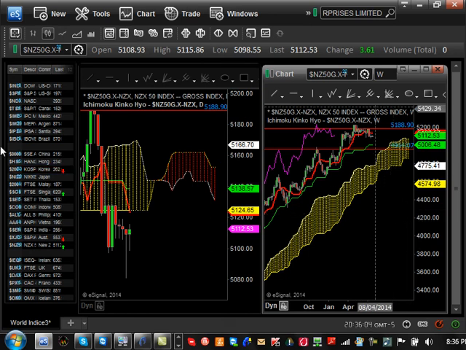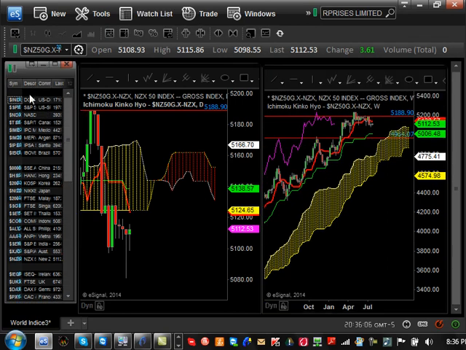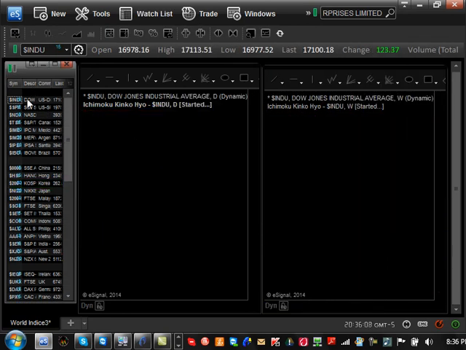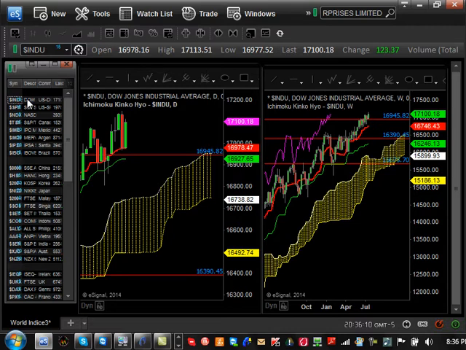Now let's go to North and South America. Let's look at the Dow. The Dow for the U.S. market. If you look at the Dow for the U.S. market, of course, we're making all-time highs.